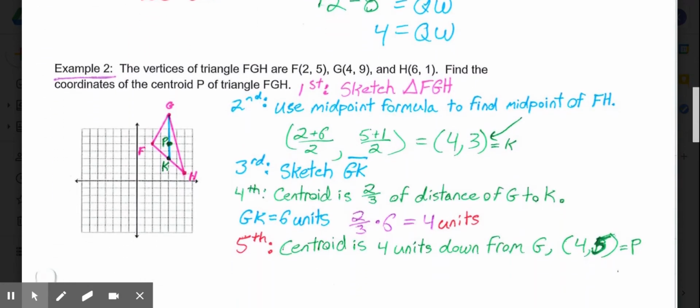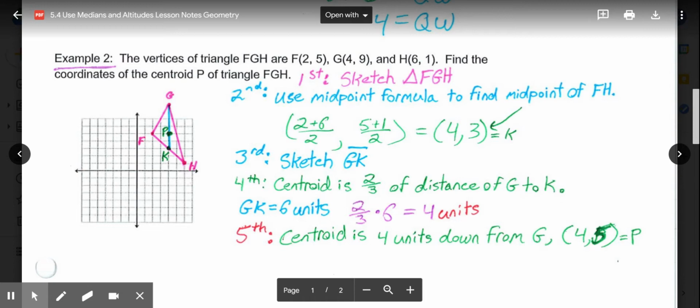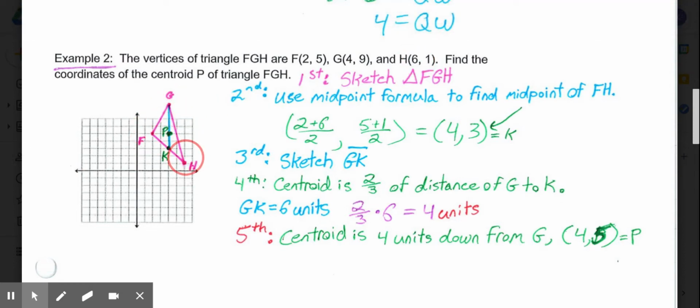And then we go down to example 2. Example 2 says the vertices of triangle FGH are F at (2, 5), G at (4, 9), and H at (6, 1). So the first thing you want to do is sketch that triangle. F here, G here, H here. And apologies that G goes off your graph a little bit. Just do the best to approximate the height. Then they want us to find the coordinates of the centroid P. So trying to figure out where the centroid P is for that triangle.